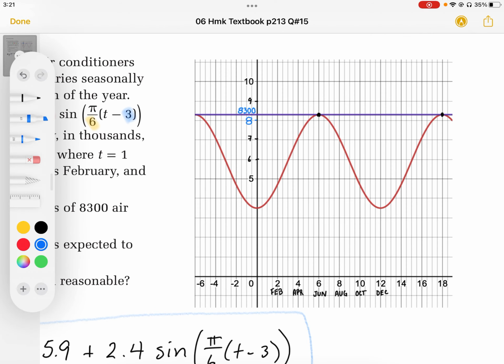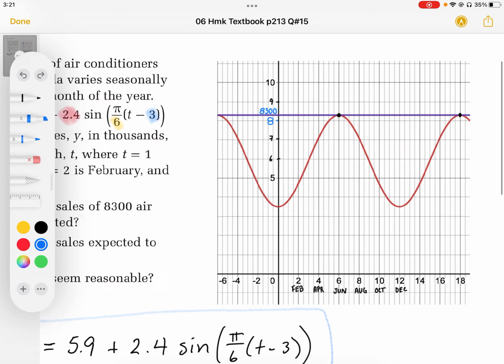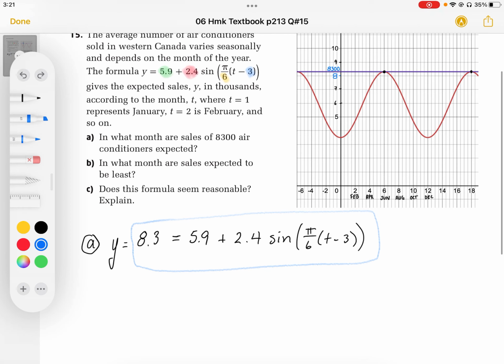If I just look at my picture, I can see that's happening in June, the 6th month, and it's going to happen in June again of the next year. Okay, so how do we solve this then? So we're going to set this up for A. We're just going to make y equal to 8.3, or 8,300, and make it equal to the equation. Then I can solve this algebraically.